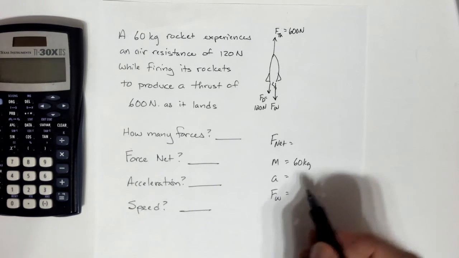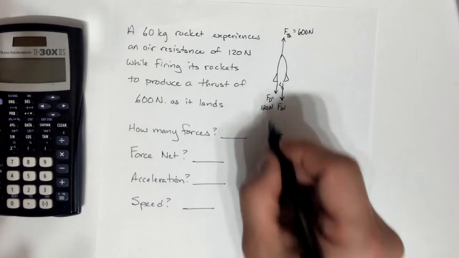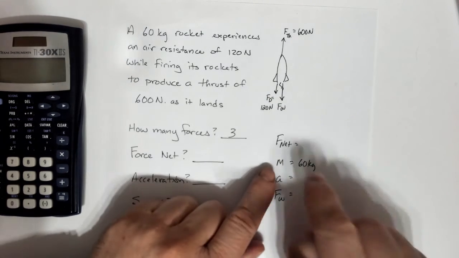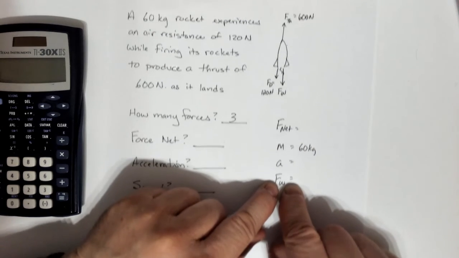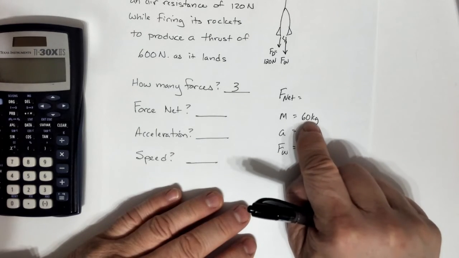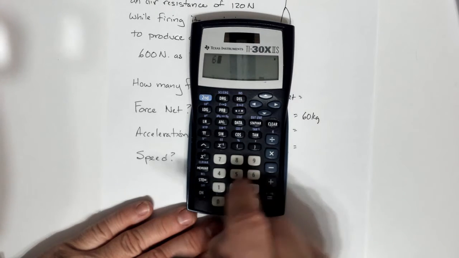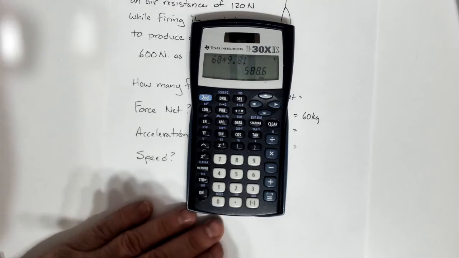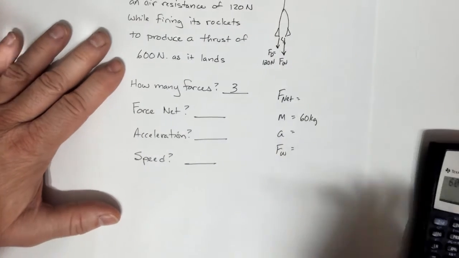Okay, so if I want to find out how many forces, here I've analyzed it. I've got 1, 2, 3 forces. And then I want to find the weight. I told you earlier, it's always good to find the weight right off the bat. So force of weight is mass times gravity. So I'm just going to simply go clear, and 60 times 9.81 is 588.6.